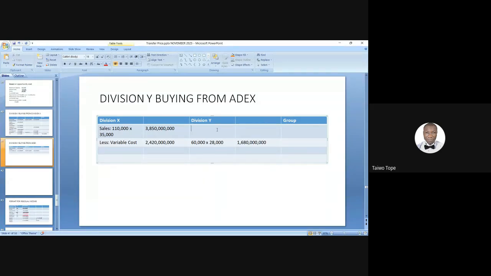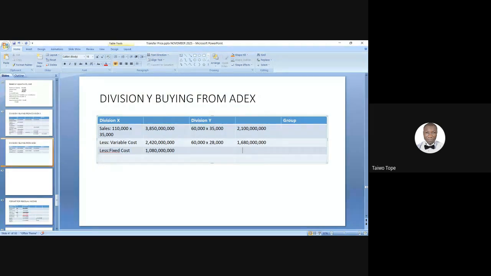Now they are selling this 60,000 tire at what rate? That is their own sales now. 35,000. And the result will be what? 2,100,000,000. Fine. So the fixed cost will now be what? 1,080,000,000. Why is it not changing? It's fixed, sir. Very good, because it's fixed.